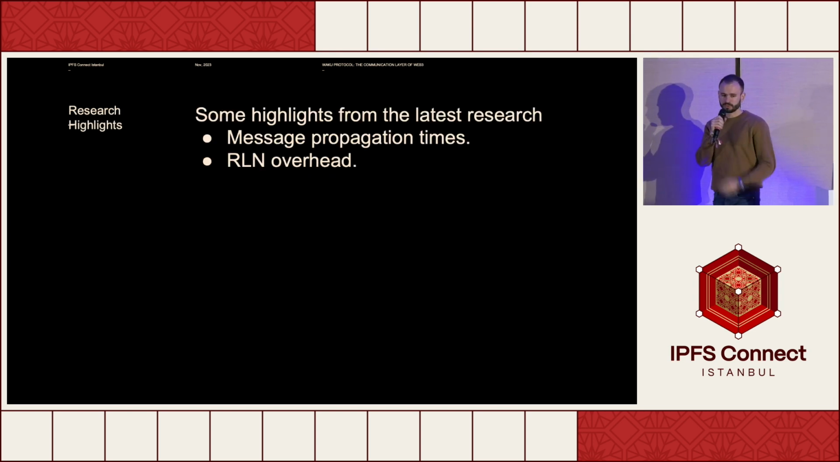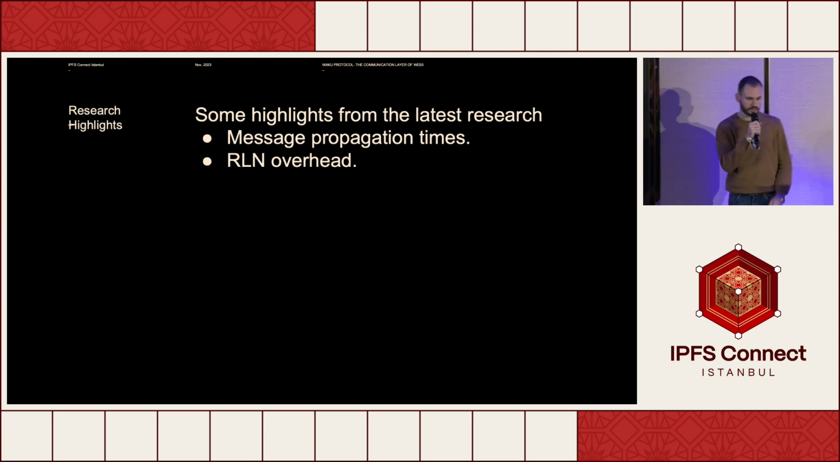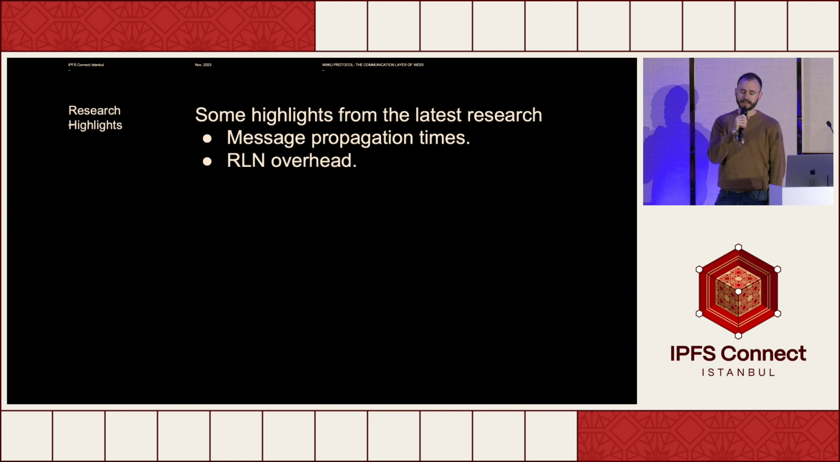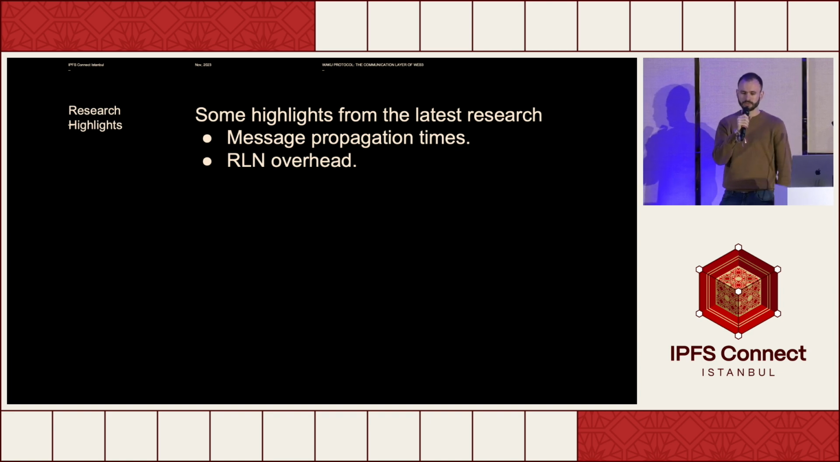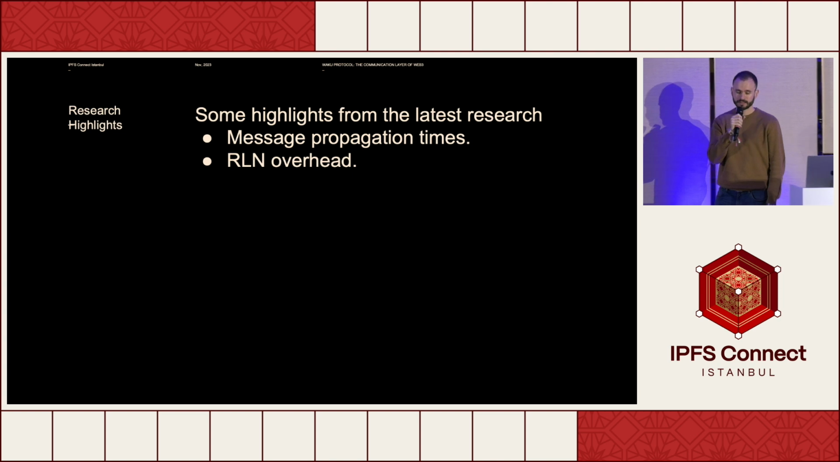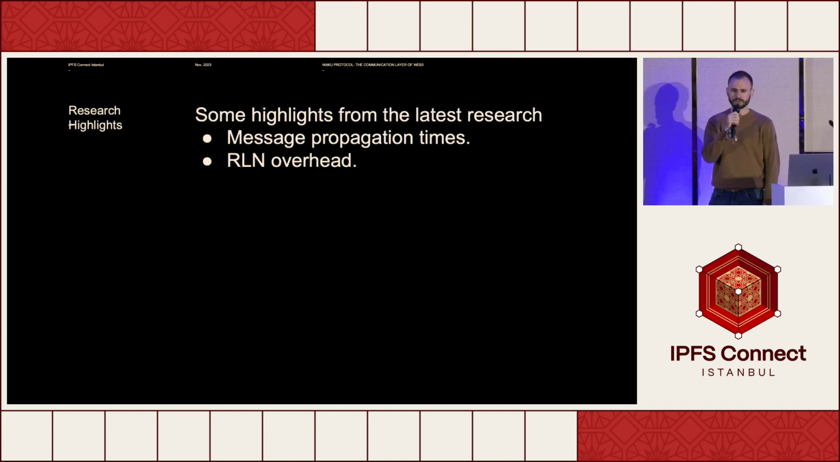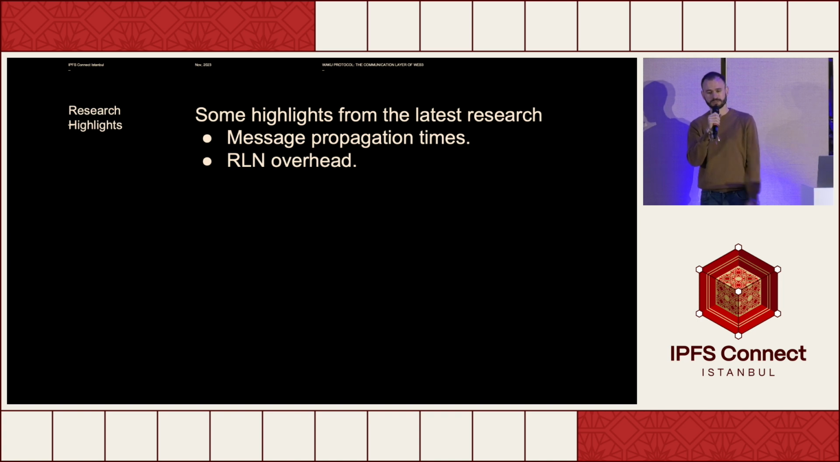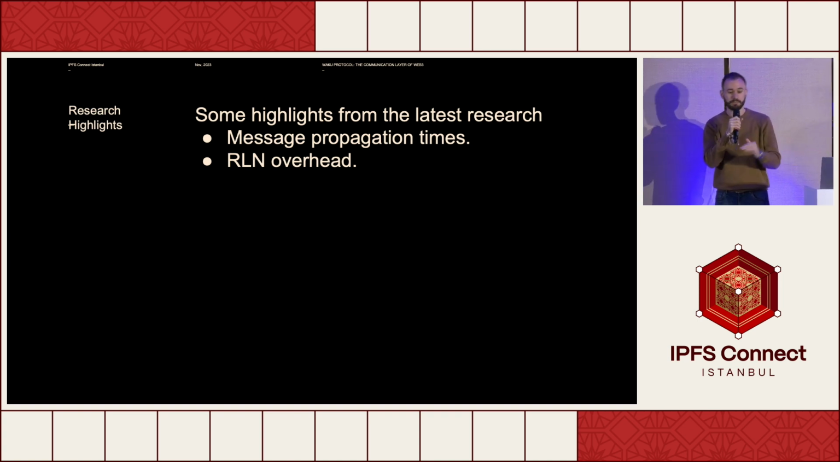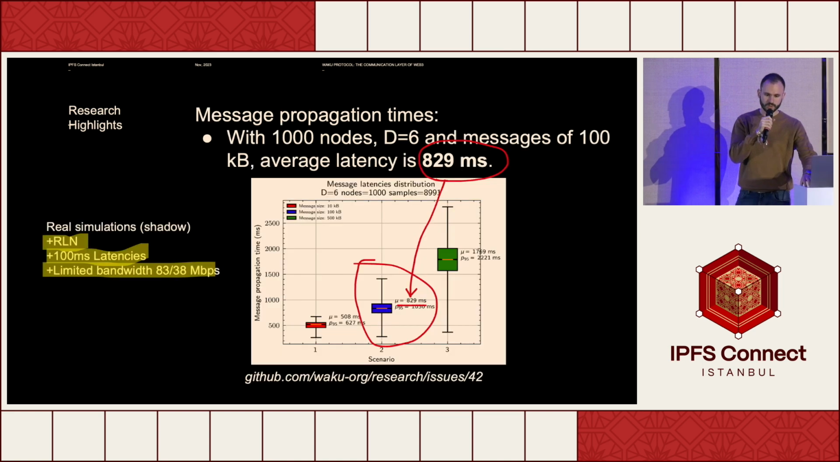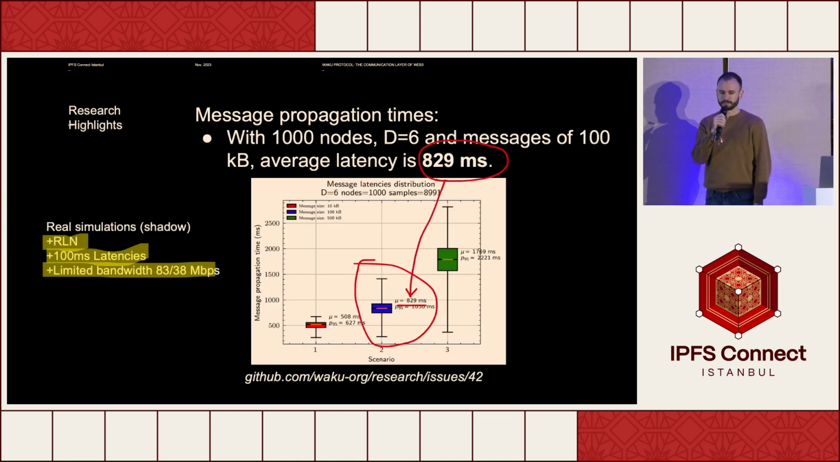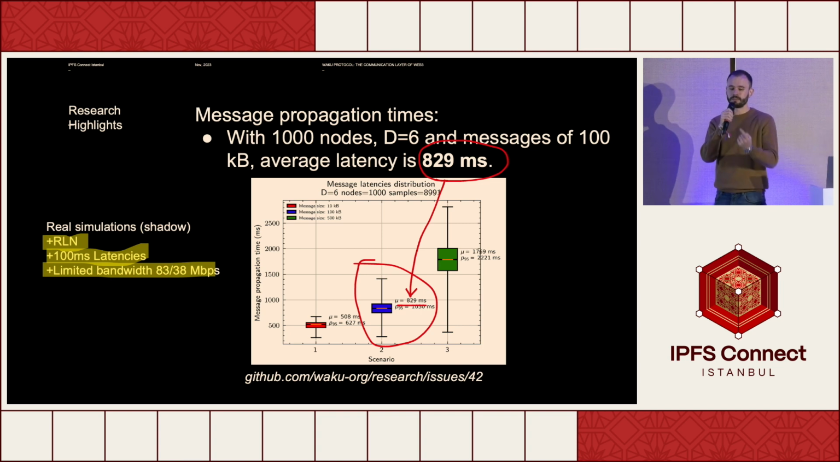I would like to share with you some research highlights from the last months, weeks, which are the propagation times that we have right now in WAKU, simulated in a real environment, and also the overhead of RLN. If you remember from the previous slide, I said it's based on zero knowledge proofs, so the generation and verification of these proofs will add an overhead in the pipeline of latencies. Regarding the propagation times, long story short, it's impossible to give a single number because each node and each message will see a different latency.